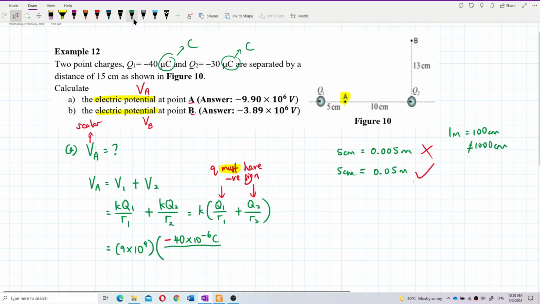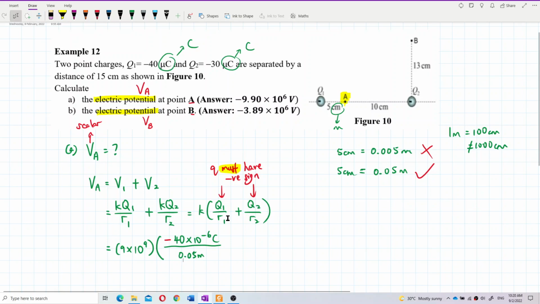So this R is 0.05 meter. Need to change to meter. All this you need to change to meter. So 0.05 meter. Okay, R doesn't have a square. It's a scalar quantity.